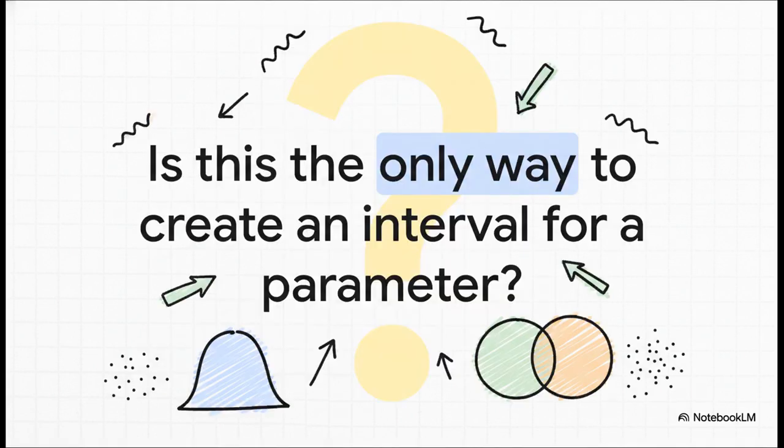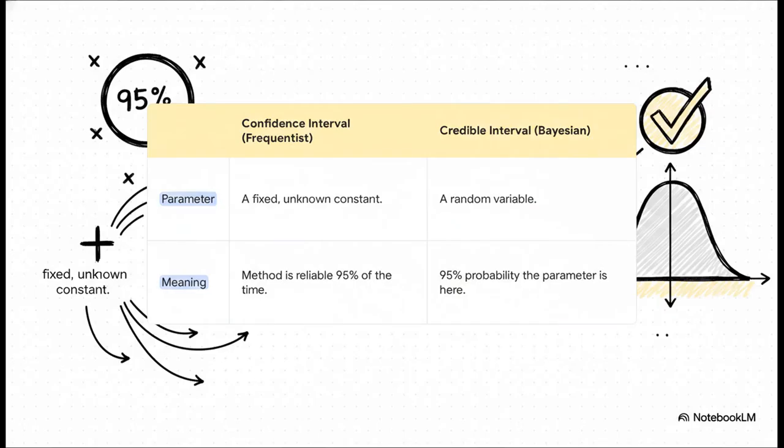So that naturally leads to a really interesting question. Is this whole long-run success rate thing the only way to think about it? I mean, what if you do want to say something like, what's the probability the answer is in this range? Well, it turns out there's a whole other world of statistical inference called Bayesian statistics. It's a different philosophy. The approach we've been talking about, the frequentist one, sees the true population parameter as one single, fixed, unknown number. But the Bayesian approach flips that. It treats that parameter as something that can have a probability distribution.